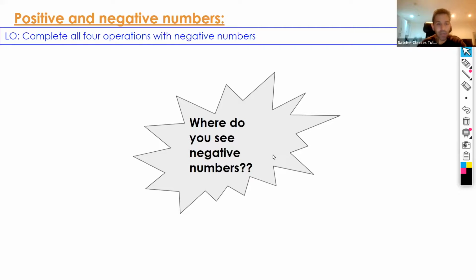And today we're going to be learning about positive and negative numbers, but more specifically, we're going to be dealing with negative numbers, and hopefully by the end of the lesson, you'll be able to complete all 4 operations with negative numbers. So that's being able to add negative numbers, subtract negative numbers, multiply negative numbers, and divide negative numbers.